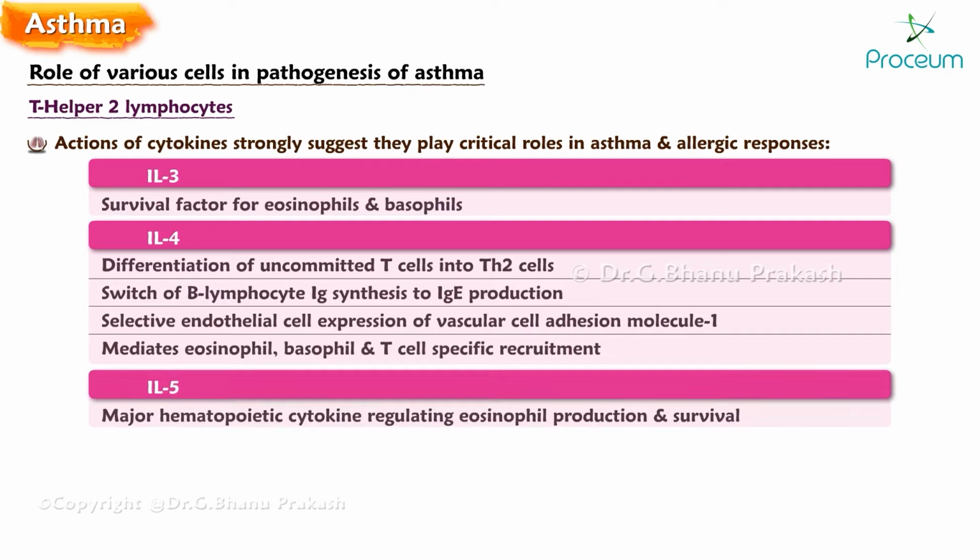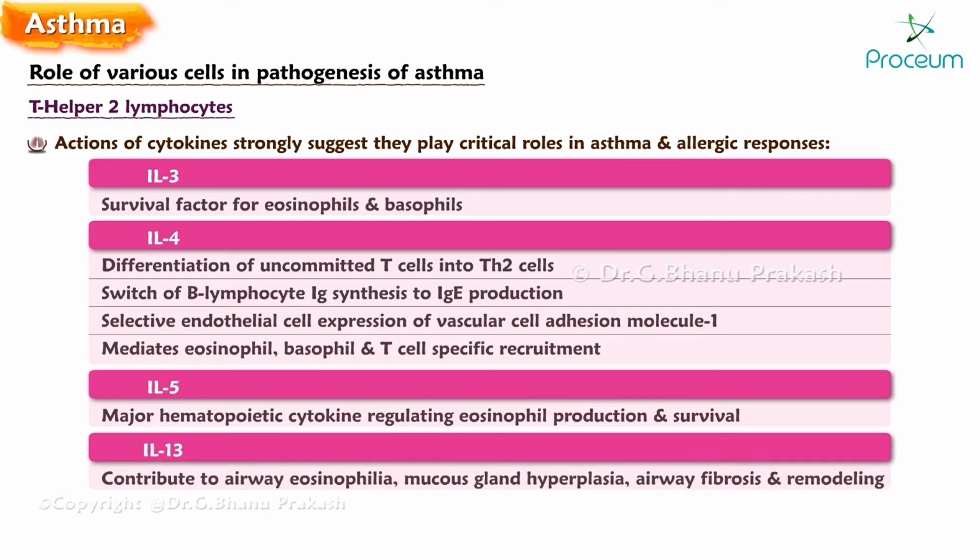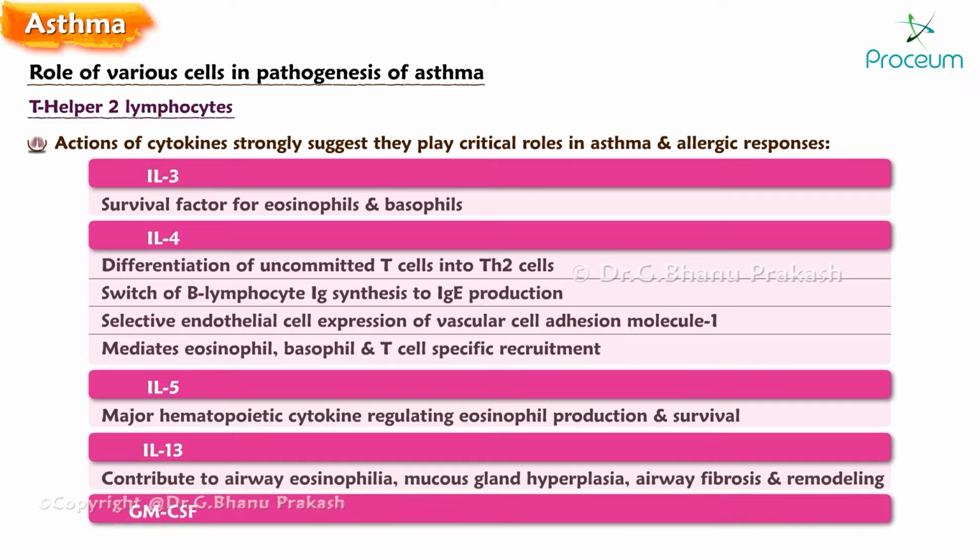IL-5 is a major hematopoietic cytokine regulating eosinophil production and survival. IL-13 appears to contribute to airway eosinophilia, mucus gland hyperplasia, airway fibrosis, and remodeling. GM-CSF is also a survival factor for eosinophils.